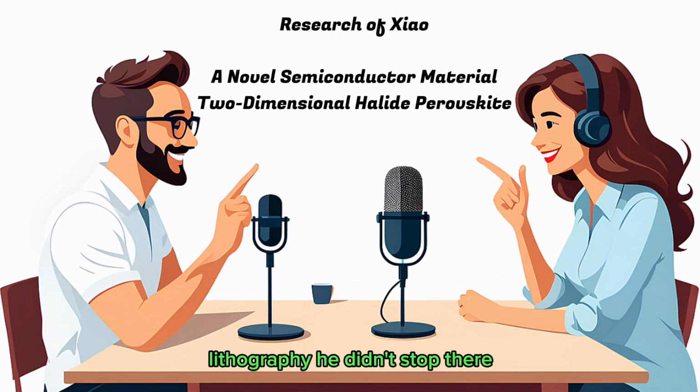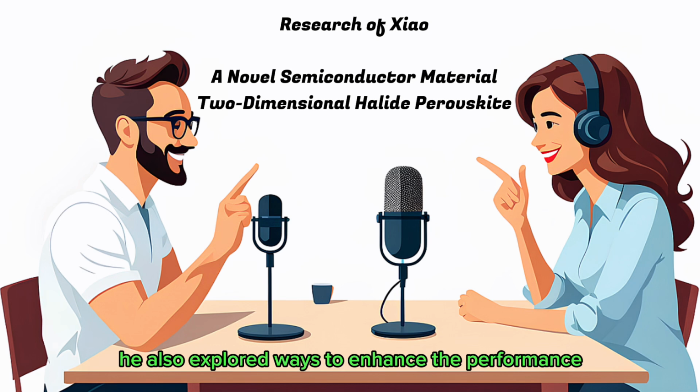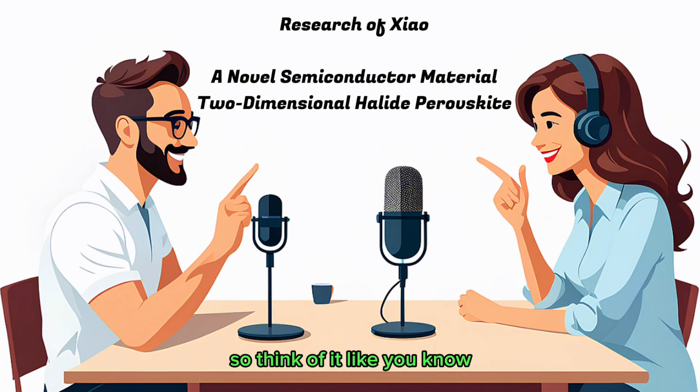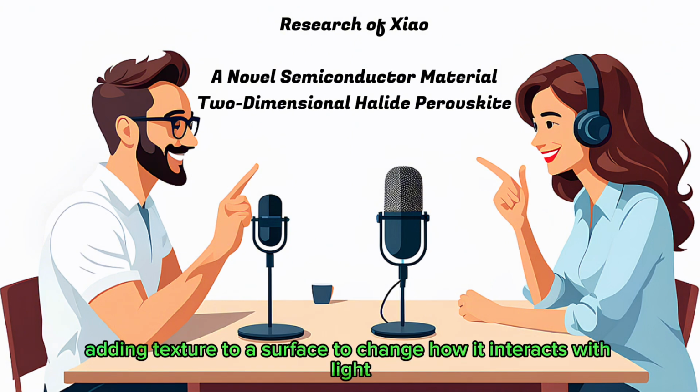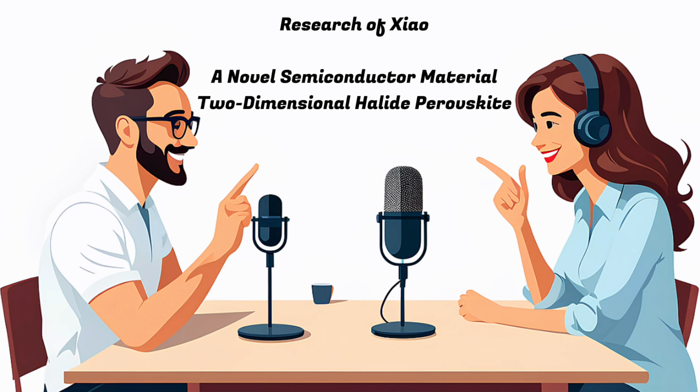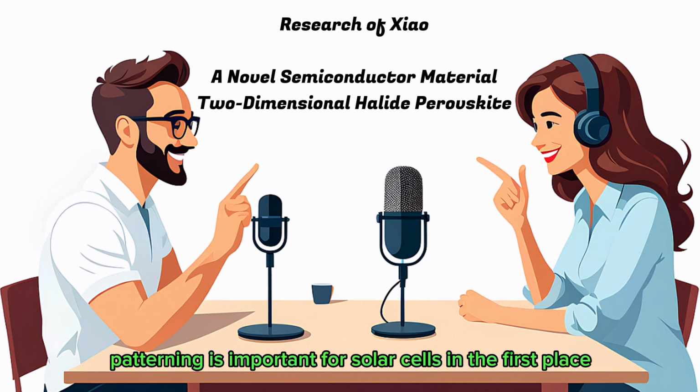He didn't stop there. He also explored ways to enhance the performance of these solar cells even further by creating these patterned perovskite films. So think of it like adding texture to a surface to change how it interacts with light. Intriguing. Before we get into the specifics, can you explain why patterning is important for solar cells in the first place?